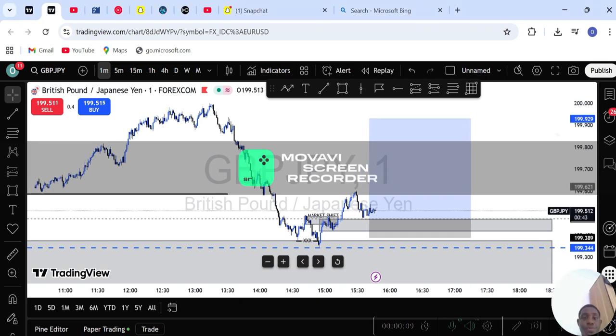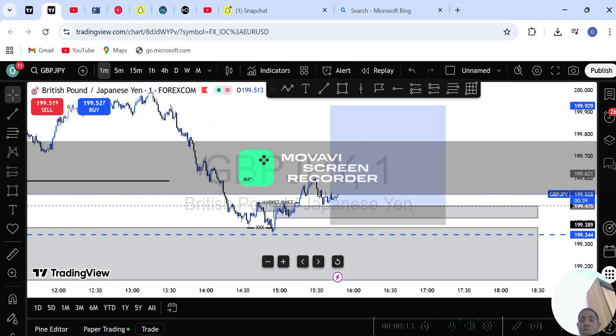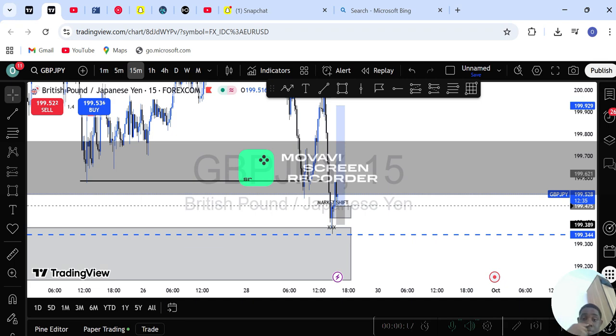I started trading, so I've got my first entry. I think I want to let it kick on this one. So let me quickly explain this trade for you guys. I've got a 15-minute time frame.